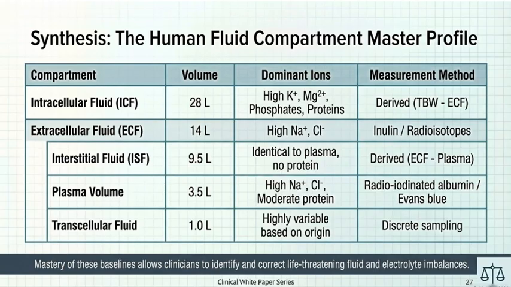Now, intracellular fluid is the largest, about 28 liters, and it is rich in potassium and proteins. Extracellular fluid is about 14 liters. It is rich in sodium and chloride. It is further divided into interstitial fluid and plasma. Transcellular fluid is small but clinically important. Understanding these volumes, compositions, and measurement methods will help us to manage the fluid and electrolyte disorders effectively.